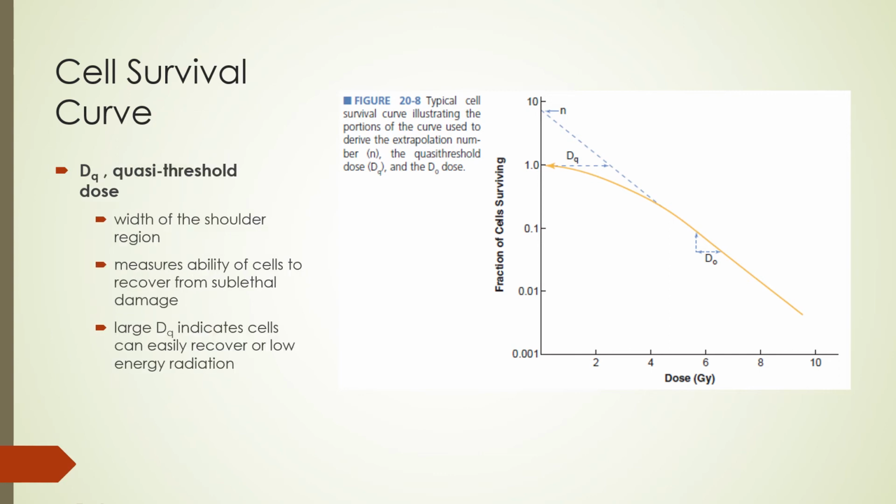The value of quasi-threshold dose Dq is the width of the shoulder region of the curve. It is determined by extrapolating the linear portion of the curve back to zero dose and finding the dose value corresponding to a survival fraction of 1. The quasi-threshold dose is a measure of the ability of cells to recover from sublethal damage. A large Dq value indicates cells can easily recover from radiation exposure or that the exposure is low energy.